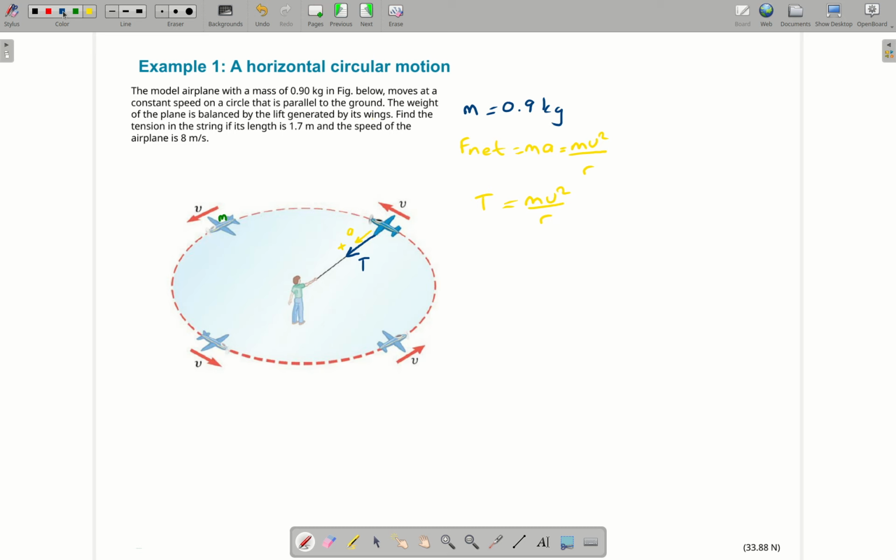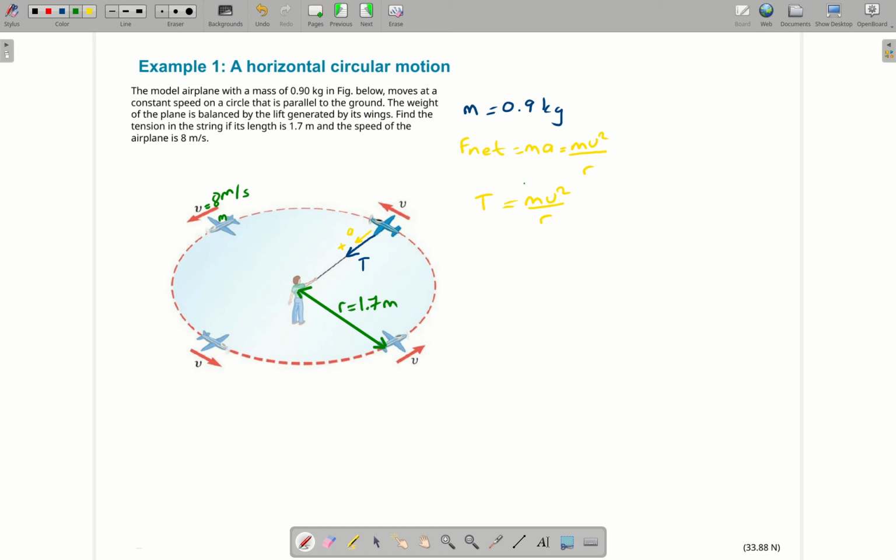What would be the length of the string? The radius, right? So the guy is in the center. I'm going to draw it in this direction to make it more clear because we already drew something there. The guy is in the center, and there is a distance from the guy to the plane, which is the length of the string. That would be our r. So r is given as 1.7 meters. And the speed of the airplane is also given as 8 meters per second.